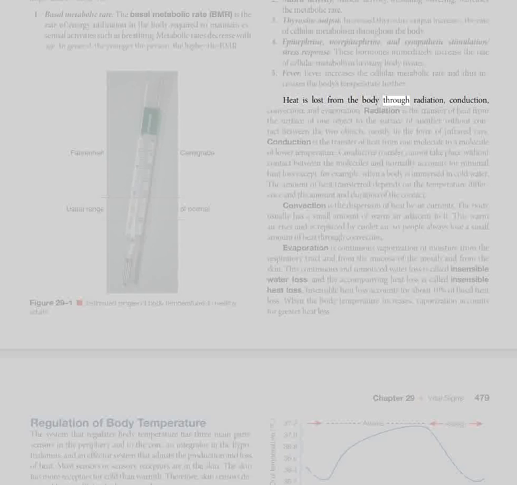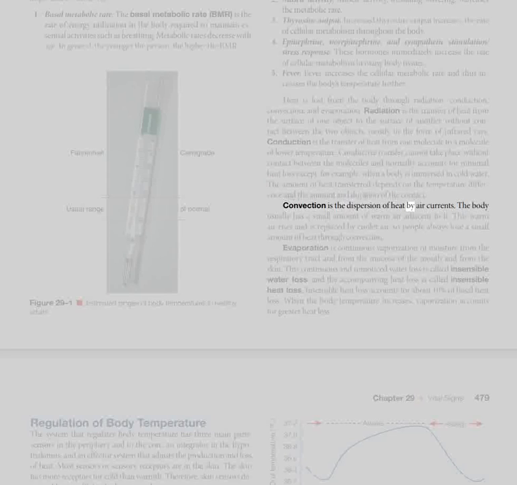Heat is lost from the body through radiation, conduction, convection, and evaporation. Radiation is the transfer of heat from the surface of one object to the surface of another without contact between the two objects, mostly in the form of infrared rays. Conduction is the transfer of heat from one molecule to a molecule of lower temperature. Conductive transfer cannot take place without contact between the molecules and normally accounts for minimal heat loss except, for example, when a body is immersed in cold water. The amount of heat transferred depends on the temperature difference and the amount and duration of the contact.